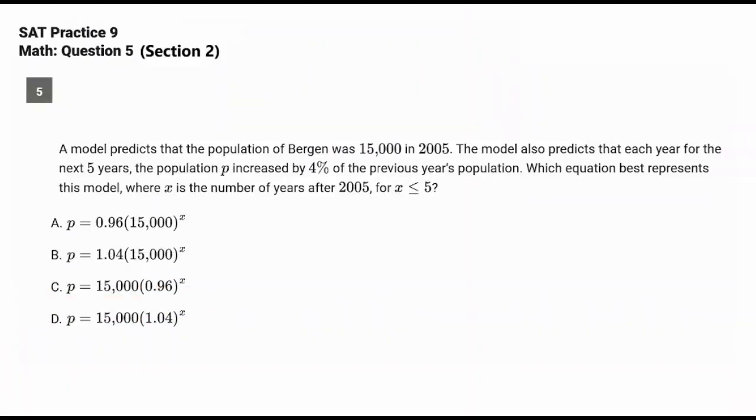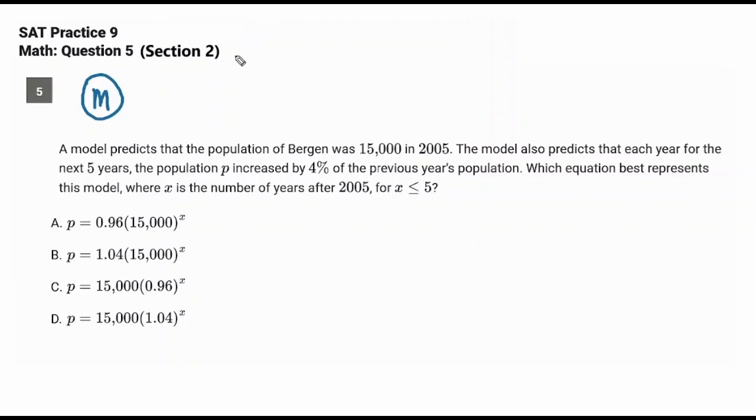We're on SAT Practice Test 9, Math Section 2, Question 5. What's the level of difficulty here? It's medium. It's a long, boring story. A model predicts that the population of Bergen was 15,000 in 2005. The model also predicts that each year for the next 5 years, the population P increased by 4% of the previous year's population. Which equation best represents this model, where x is the number of years after 2005 and x is less than or equal to 5?